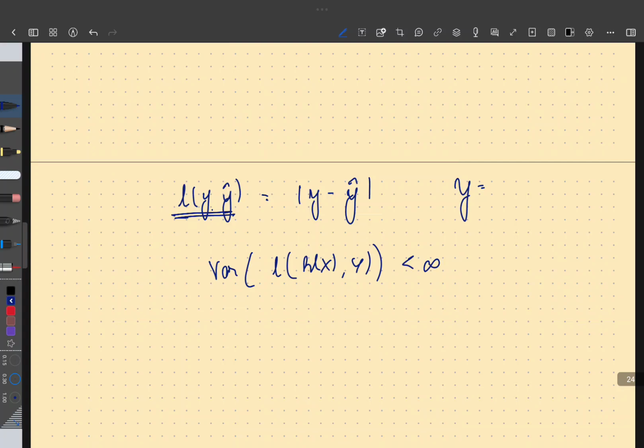Agnostic PAC learnability is a generalized version of PAC learnability. No, it's possible that a particular hypothesis class is PAC learnable but not agnostic PAC learnable. That is possible. But we'll see in the context of binary classification that that's not true. If it is PAC learnable, it's also agnostic PAC learnable. So the binary classification problem is kind of nice and special.